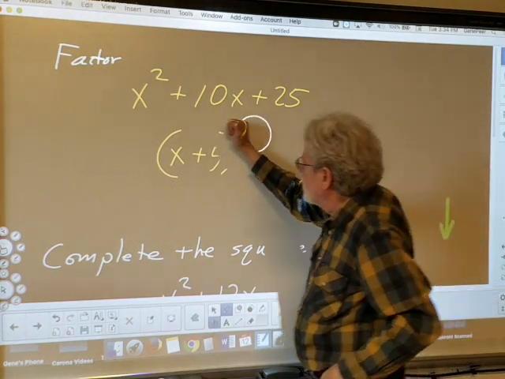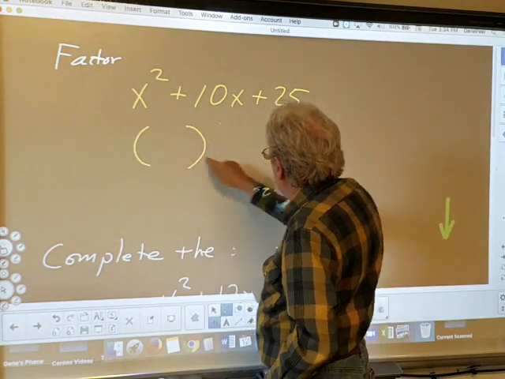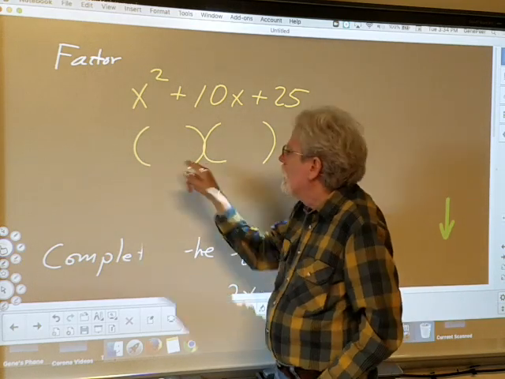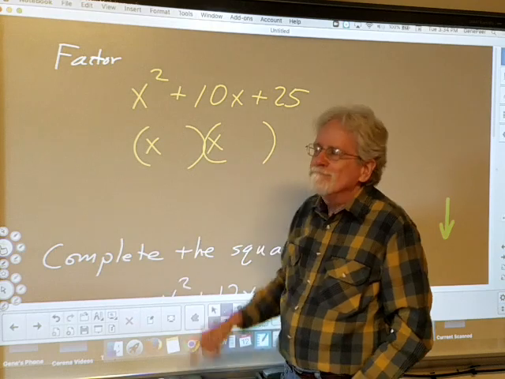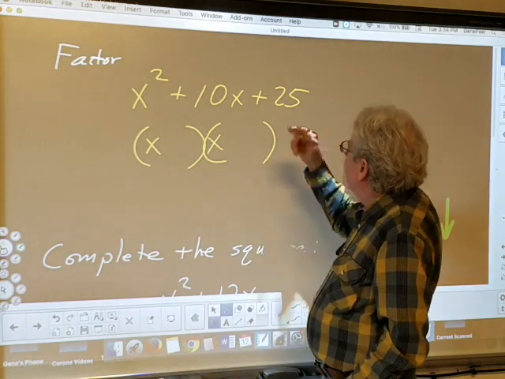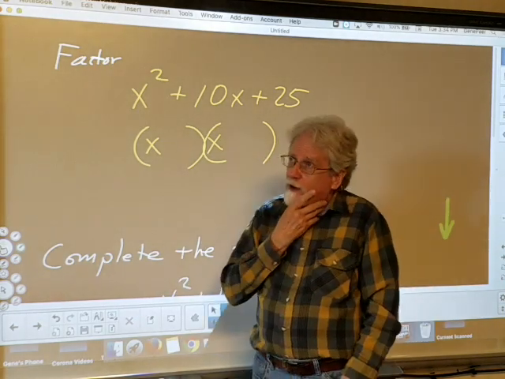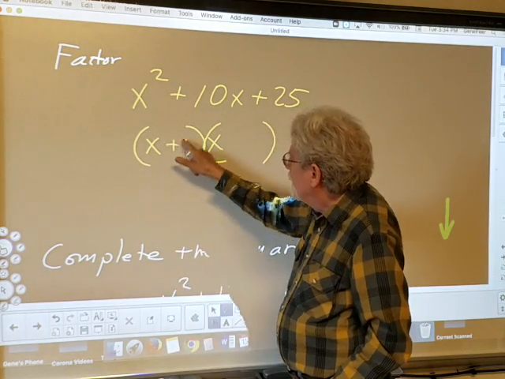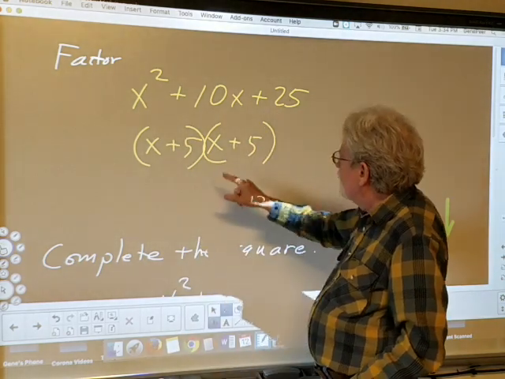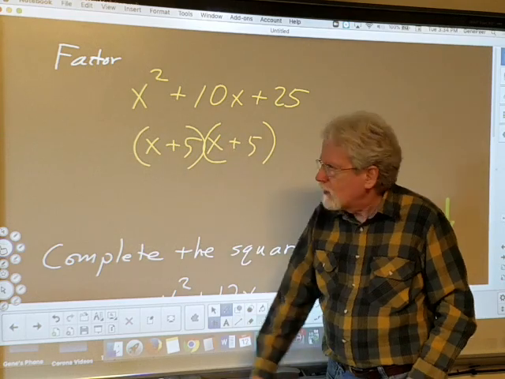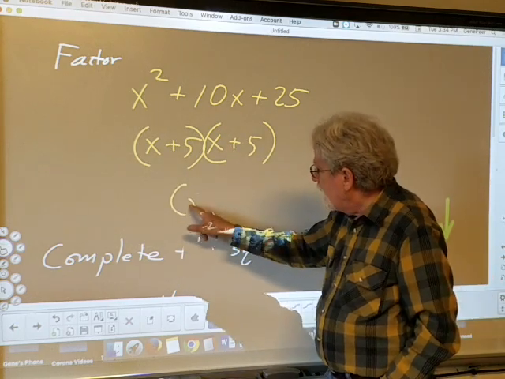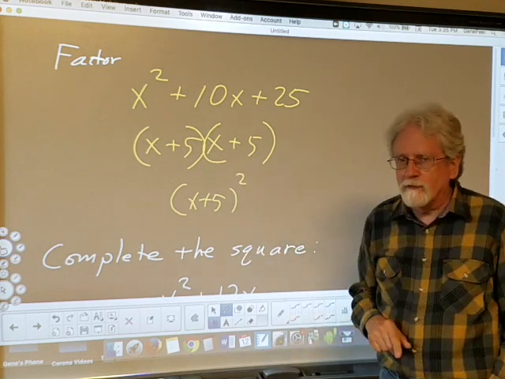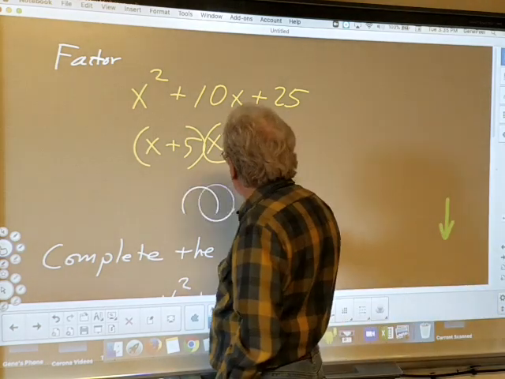Of course, you could use the old method. We need two things to multiply to give x squared. What could they be? Let's try x and x. How about the 25? It could be 1 and 25, or it could be 5 and 5. Let's try 5 and 5, because 5 times 5 is 25, and 5 plus 5 is 10. You've got it. We could have written x plus 5 quantity squared. All right, you know how that works.